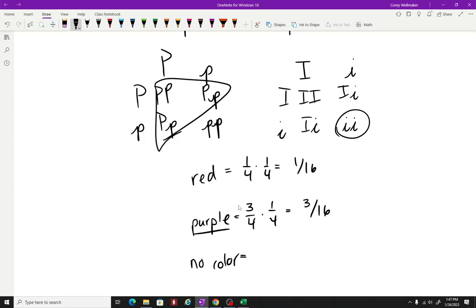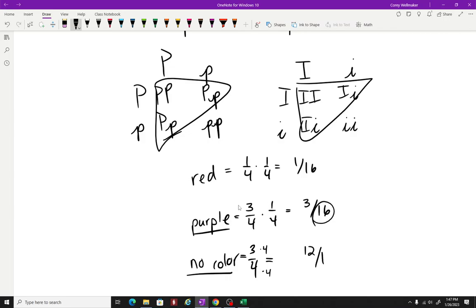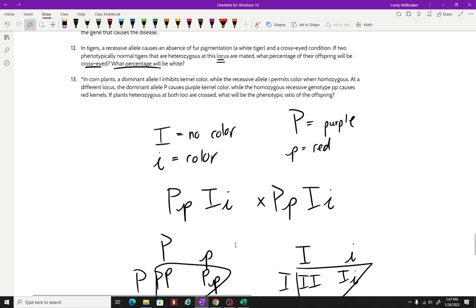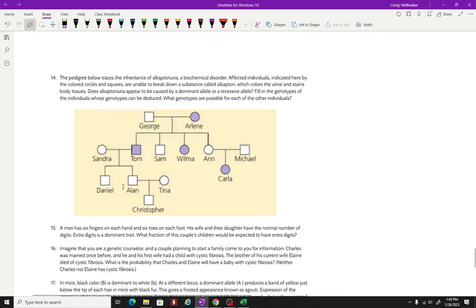Well, look, the probability of no color is just 3/4. It doesn't matter what they are over here. If they get this 3/4, they're not going to have any color. So if I want to make the denominator a common denominator, I multiply by 4. Multiply by 4, 12/16, right? 12, 13, 14, 15, 16, 16 and a 16. All possible outcomes. All right, that's 13.